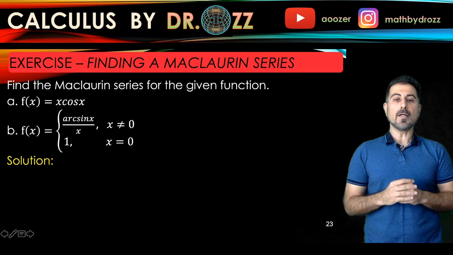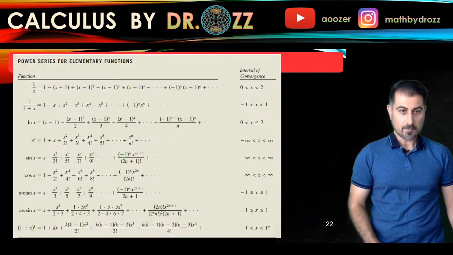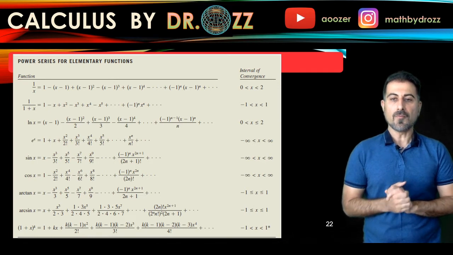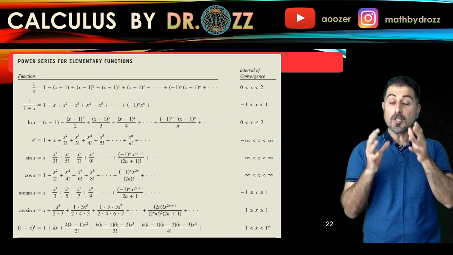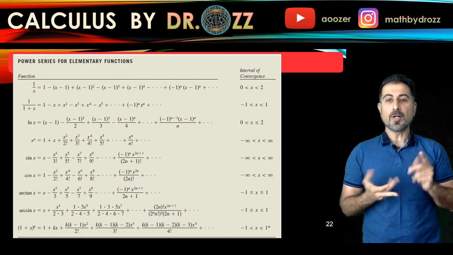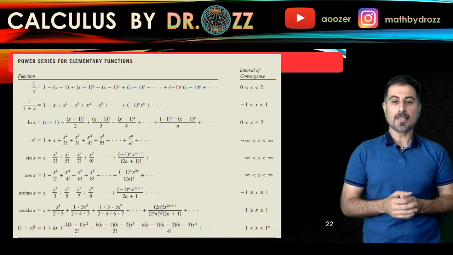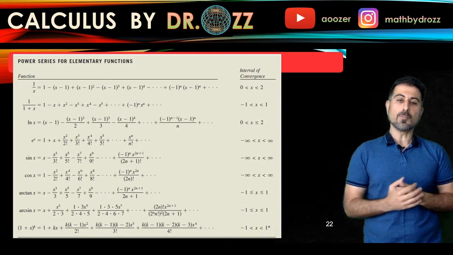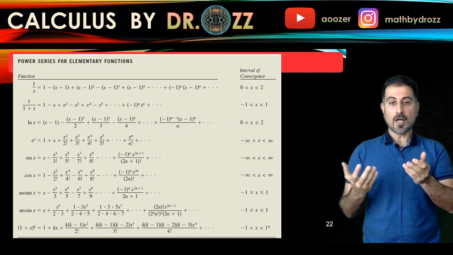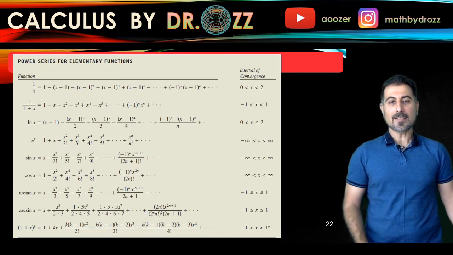Let me just show you the table I'm talking about for the power series of elementary functions. Here we go. This is the power series for elementary functions. We have all the known elementary functions listed here with their power series and intervals of convergence. So we have 1 over x, 1 over 1 plus x, ln x, e to the x, sine and cosine x, arctan, arcsine, and 1 plus x to the power of n. We're going to try to utilize this table, which you can have a copy of in the textbook or the lecture notes. All right, let's get started.